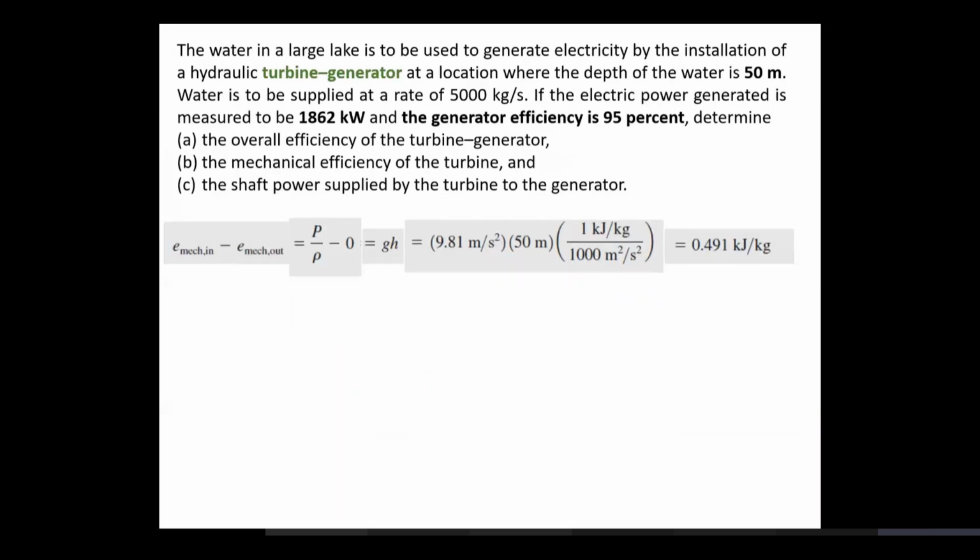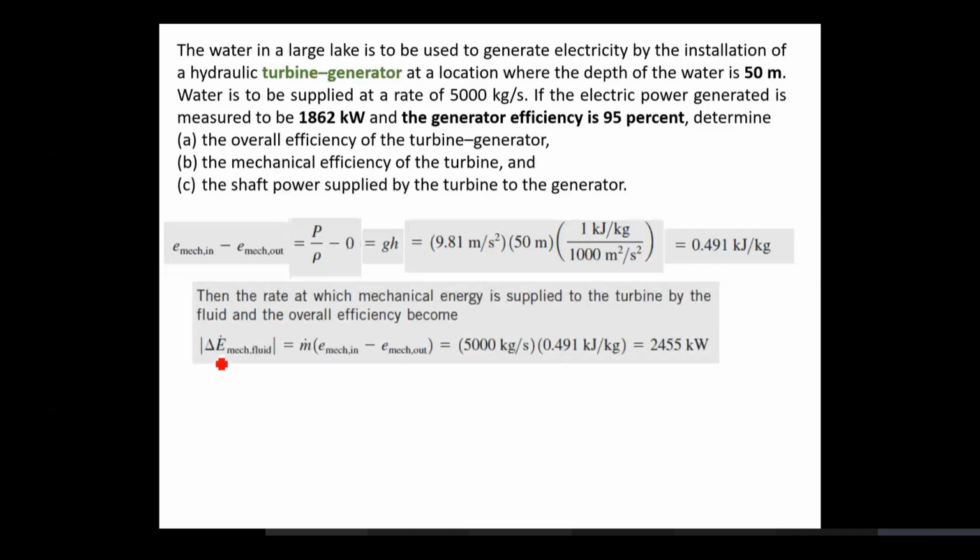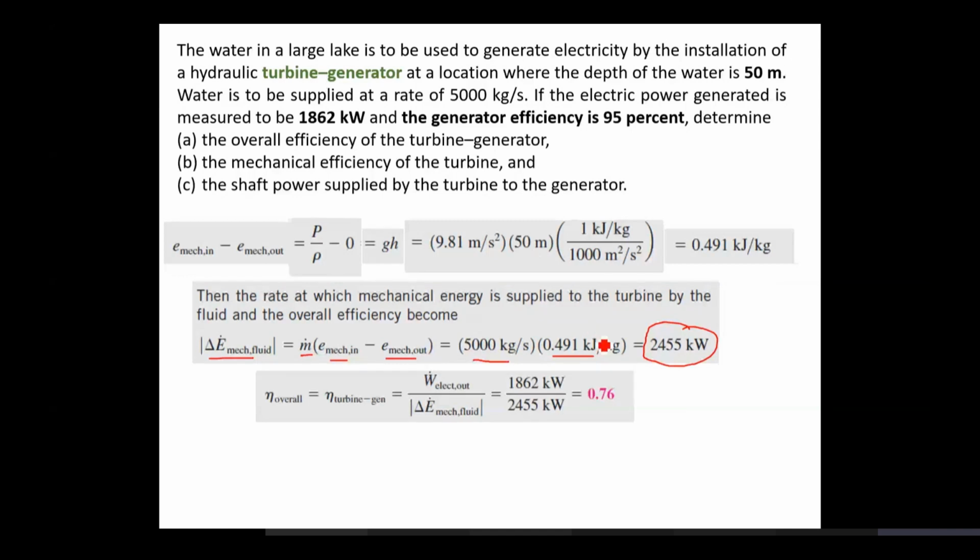And if you move on, the total change in mechanical energy of the fluid, absolute value, would be the mass flow rate multiplied by E mechanical in minus E mechanical out, which is 5000 kg per second multiplied by the specific energy change. This is the change in mechanical energy of the fluid. Now, if you have to calculate the overall efficiency of the turbine, you will apply the formula, which is work electrical out, this is given to you, divided by change in mechanical energy of the fluid. So the overall efficiency comes out to be 0.76. In case you have to find the efficiency of the turbine.